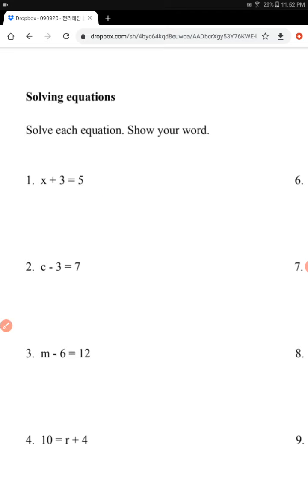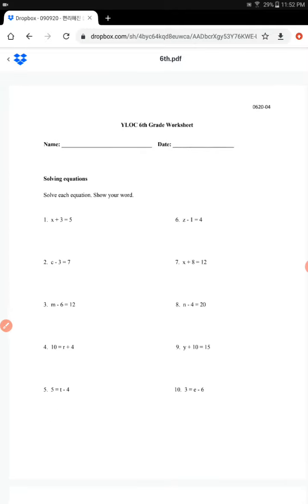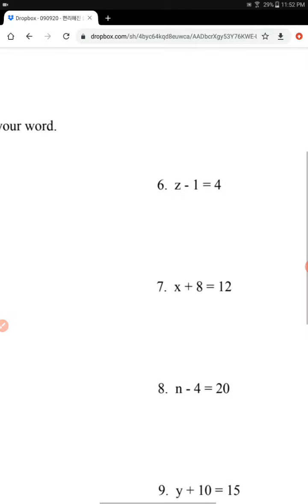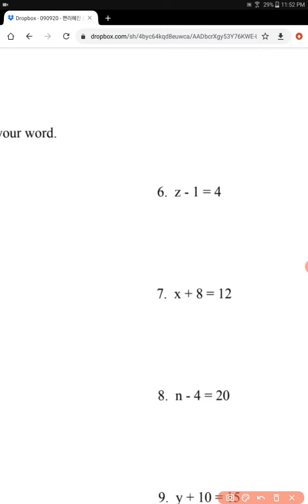Let's try another problem right here. Let's try number 6. Z minus 1 equals 4. So we have to get z by itself, but z is being subtracted by 1 right now. So the opposite of subtracting 1 would be plus 1.